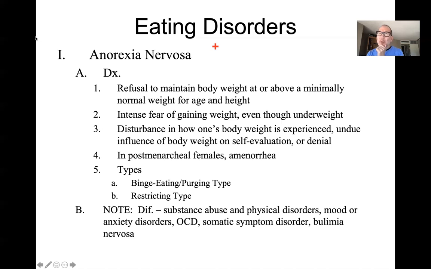It tends to occur in post-menarcheal females, so on or about the time of the first period. There are two subtypes, the binge eating purging type as well as the restricting type. It's important to differentiate this diagnosis from, say, substance abuse or another medical condition. You also want to look out for the possible presence of a mood or anxiety disorder, or OCD. Anorexia can present itself with very common OCD types of symptoms, particularly about food and cleanliness and order and so on.